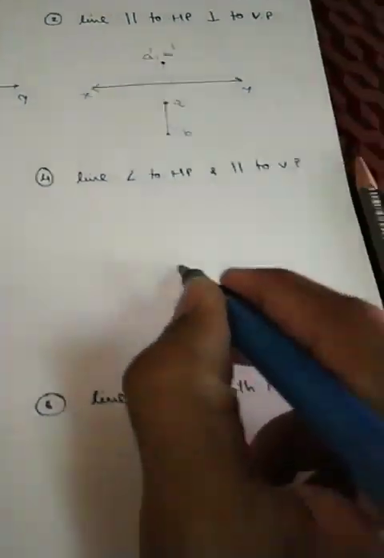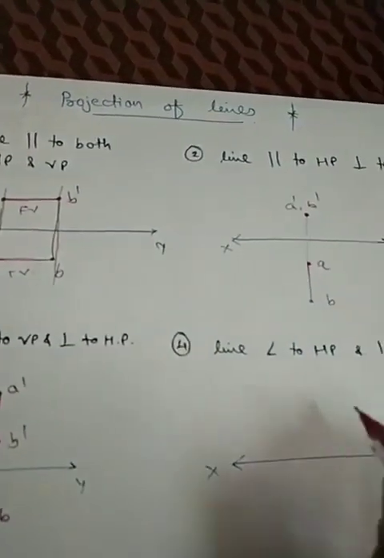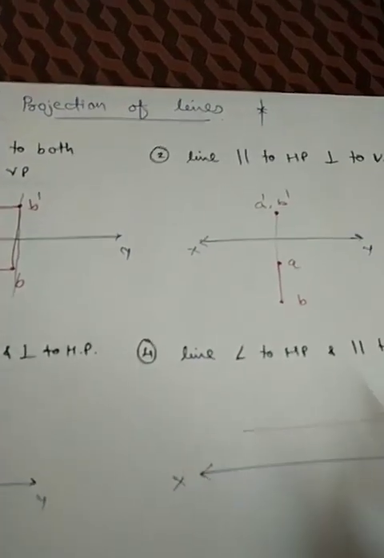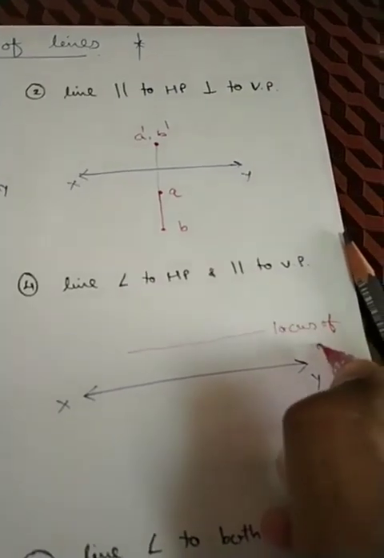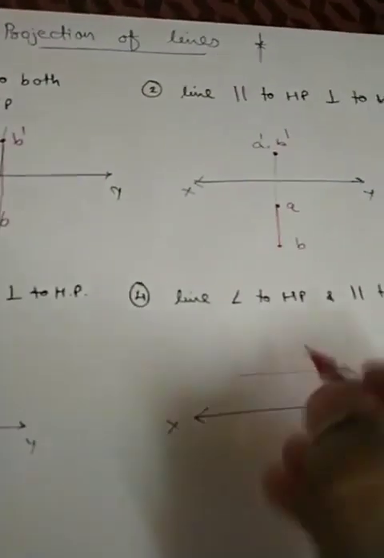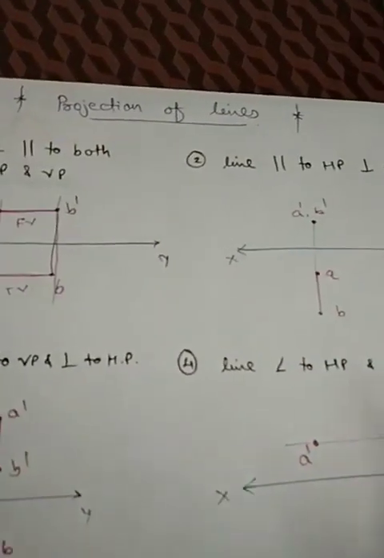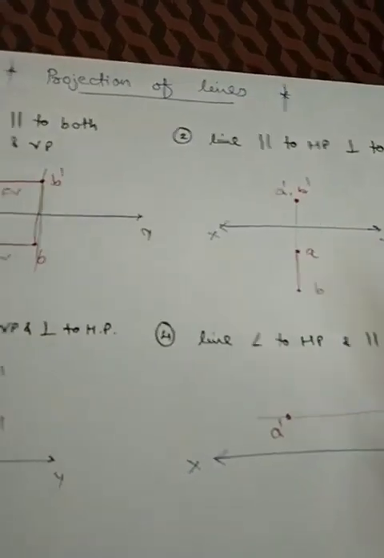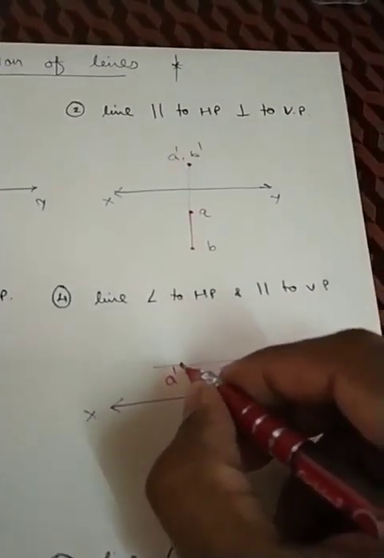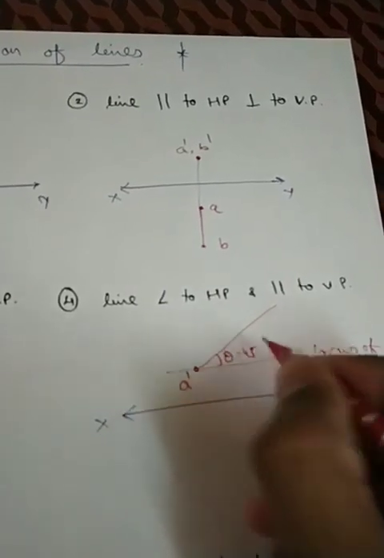So this will be your XY line, right? So for drawing the inclined line, say for an example I am drawing an imaginary line, we can call it the locus of A dash because it's a front view. So we are placing this point A dash. Now we know the angle of this particular line, say for an example 45 degree. So we have to draw this line at 45 degree. Let's call it theta equal to 45 degree.